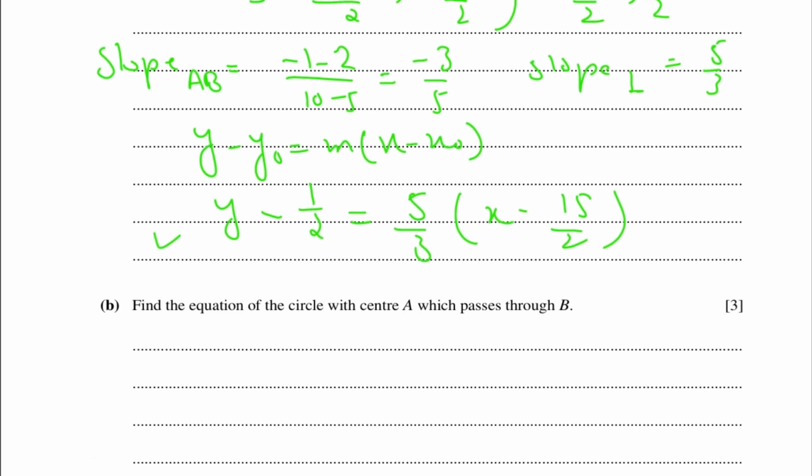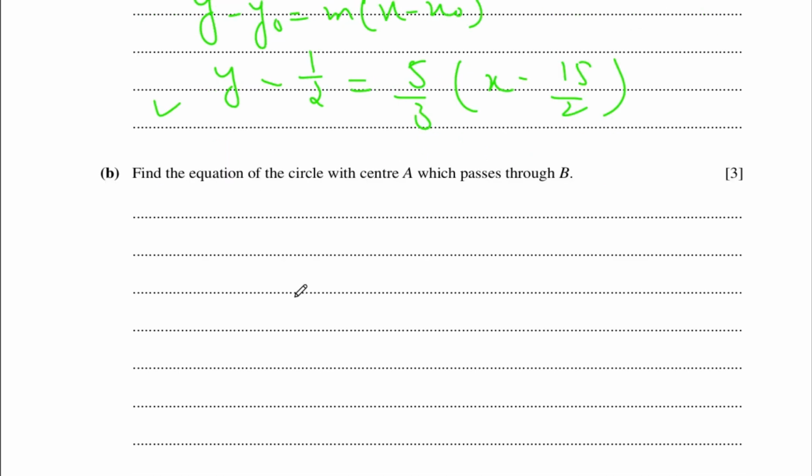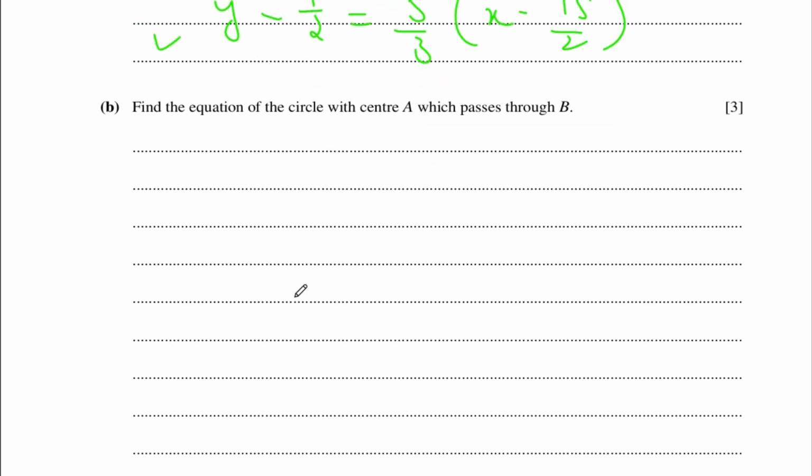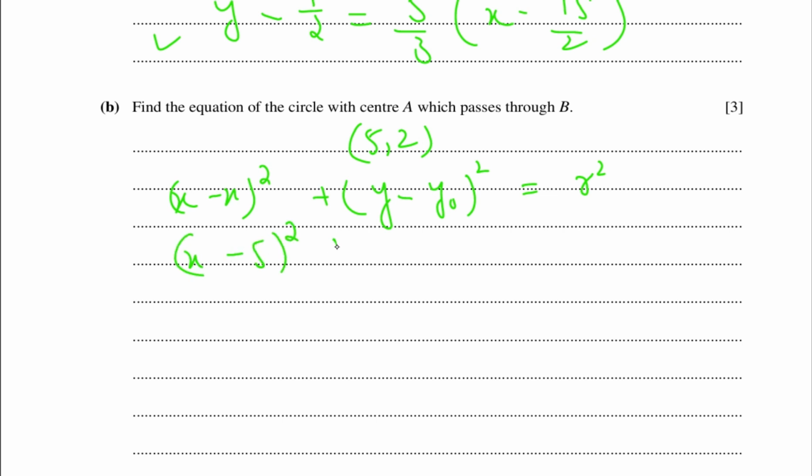The second part is to find the equation of the circle with center A which passes through B. So the center is (5, 2). These were the coordinates of A, and we have to find the equation of the circle. The equation of circle will be (x minus x naught) square plus (y minus y naught) square is equal to r square, where r is the radius. Here we have x naught equal to 5, so (x minus 5) square plus (y minus 2) square equal to r square.